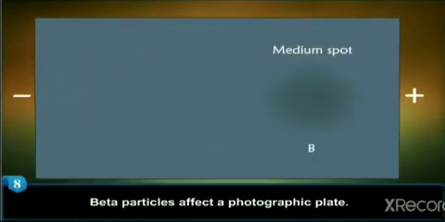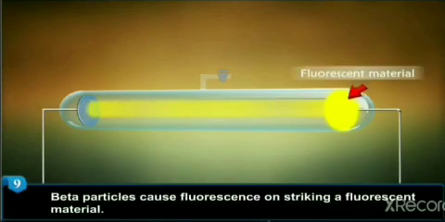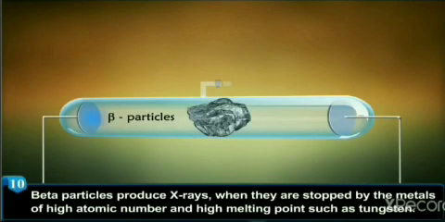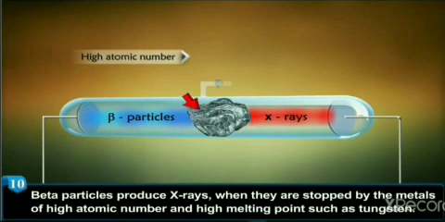8. Beta particles affect a photographic plate. 9. Beta particles cause fluorescence on striking a fluorescent material. 10. Beta particles produce X-rays when they are stopped by metals, such as tungsten, of high atomic number and high melting point.